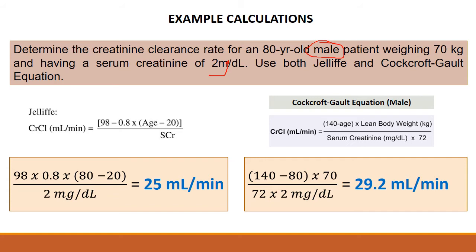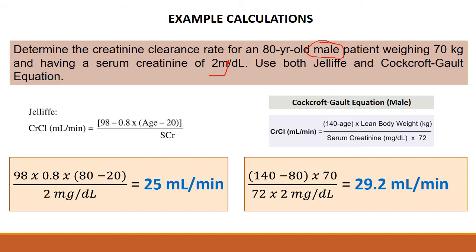For our Cockcroft and Gault equation for a male patient, we have creatinine clearance equal to 140 minus age times the weight in kilograms divided by the serum creatinine times 72. So 140 minus 80, you have to get that first, times 70 divided by 72 times 2. So our answer would be 29.2 ml per minute. That is for the Cockcroft and Gault equation.